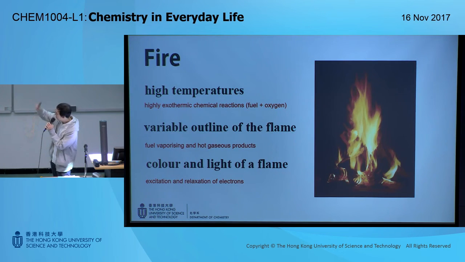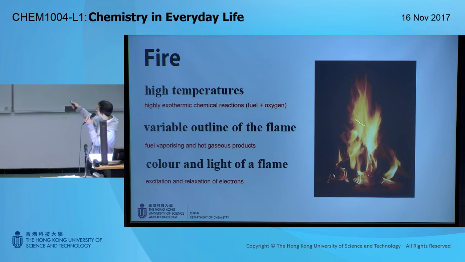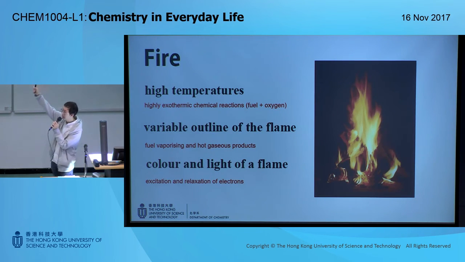So this jumping up and down of electrons in these energy levels is what gives us the colorful flames, the color of the flame and the light of the flame. So we release light when electrons go from a higher position to a lower position. You have to understand that these things are happening. That's why we see the flame.